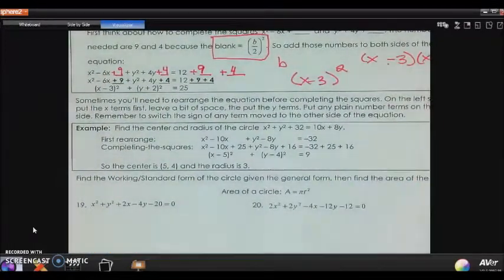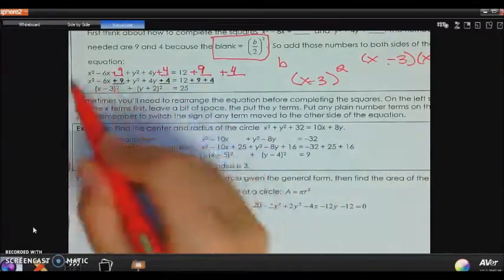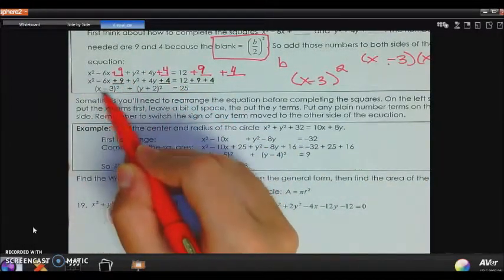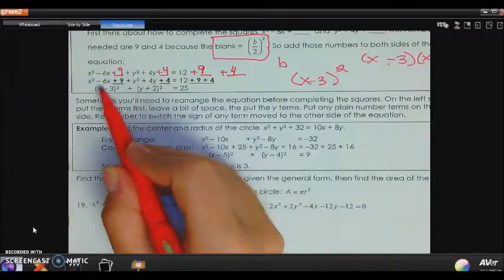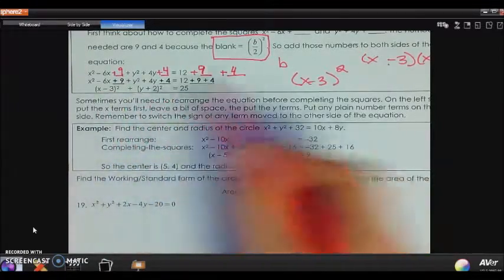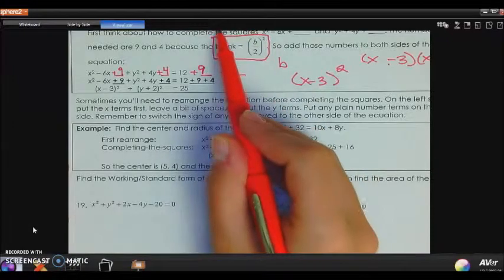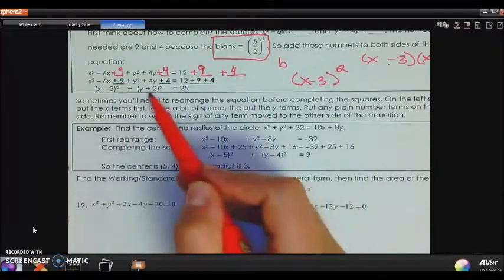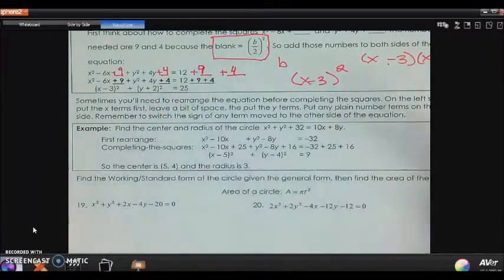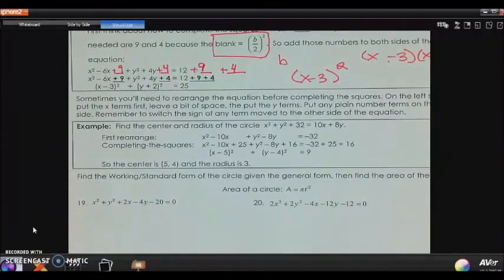So what you're doing when you're completing the square is taking something and making it a perfect square. Basically something times itself. That way you can write it as a quantity squared. So this here would be a circle. It would be centered at (3, -2), and it would have a radius of 5, and then I'd be able to graph it. So it's kind of an extra step.